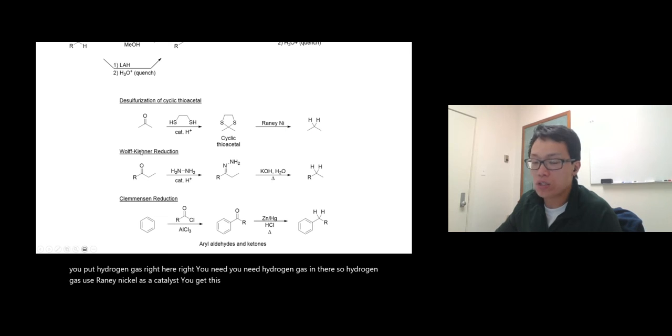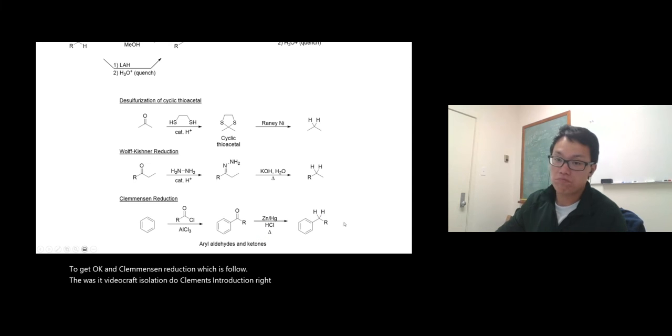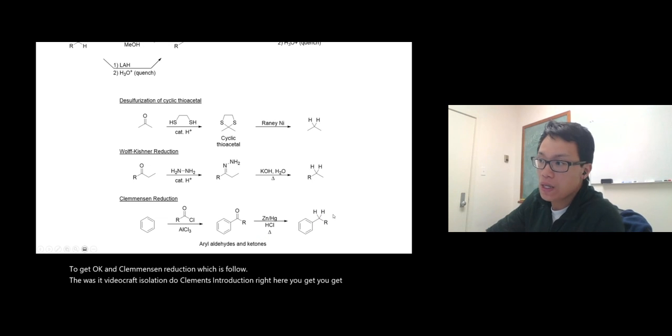With the Wolff-Kishner reduction, also for aldehyde and ketone, use hydrazine. You get a hydrazone, and then remove the whole thing. Under basic condition and elevated temperature, the two nitrogens leave as nitrogen gas. Yes, you get an alkane. And the Clemmensen reduction, which follows the Friedel-Crafts acylation. Do the Clemmensen reduction right here, and you get a reduction reaction.